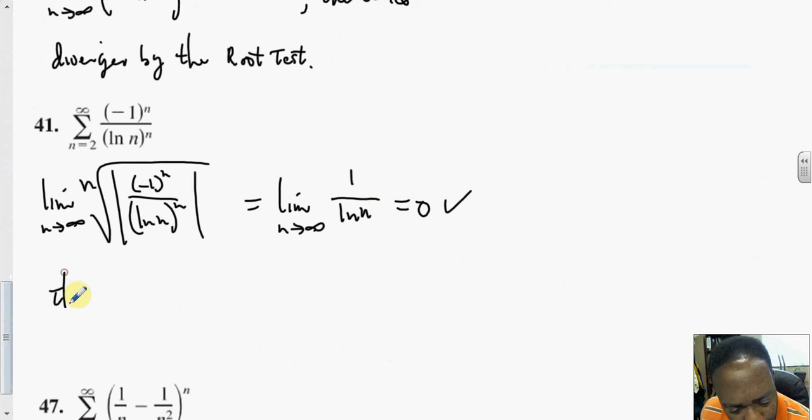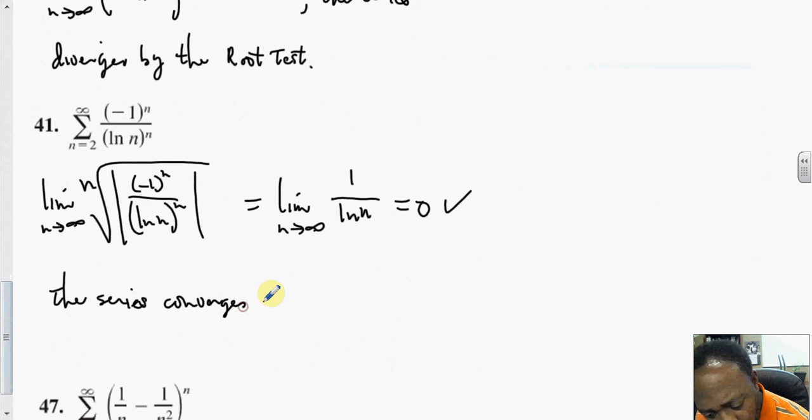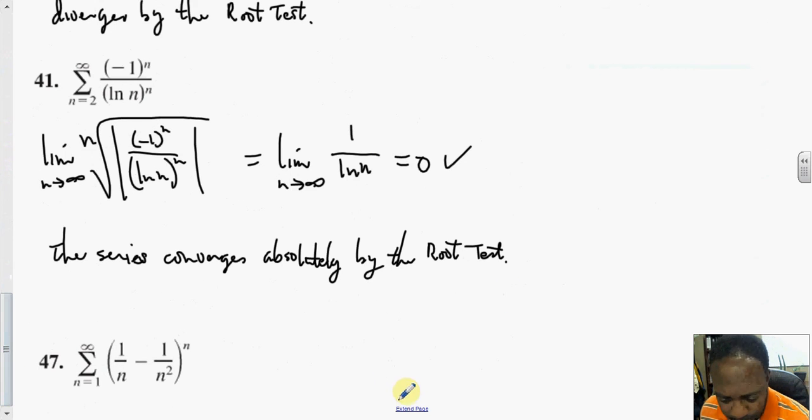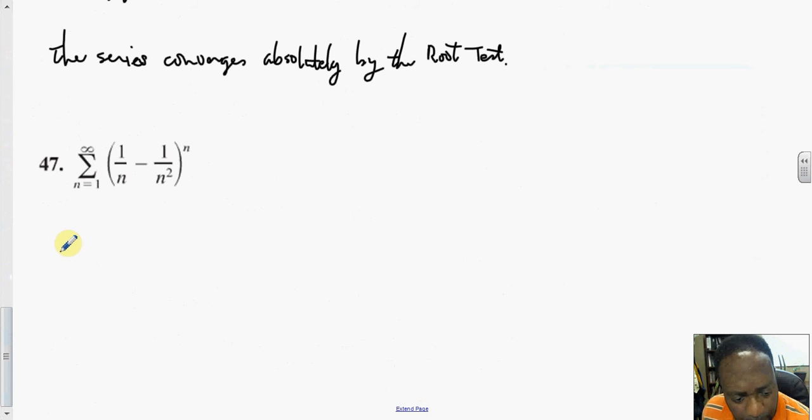So the series converges absolutely by the root test. What about this one?